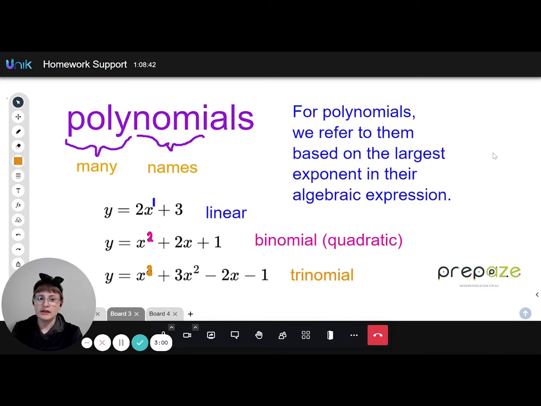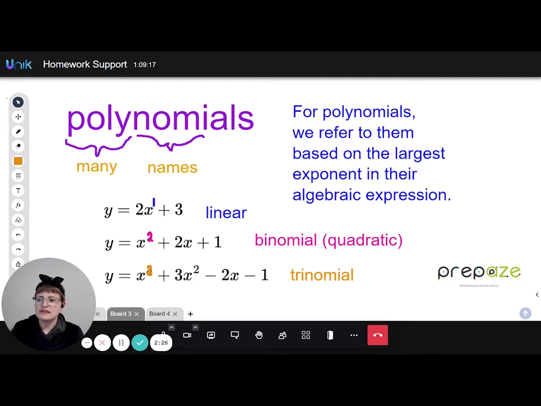So polynomial is a word composed of Latin roots, poly being many and nomials being names. For polynomials in particular, we name our polynomial based off of the largest exponent in their algebraic expression. So the name is not a name like Olivia or Sean or Dimitri. No, for a name in this algebraic family, you're going to be referred to as your largest exponent. This largest exponent in your expression is referred to as the degree.